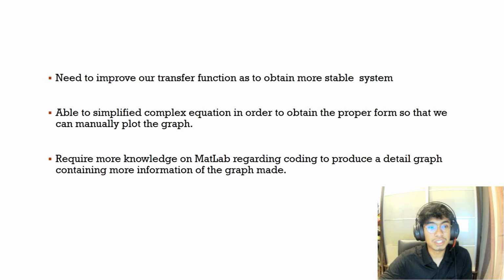So we think that we need to improve our transfer function by fixing the derivation in getting the final transfer function for our project. Next, we need to be able to simplify the complex equation in order to obtain the proper form so that we can manually plot the graph. Going back to the Bode and Nyquist, we are not able to plot the graph manually because our transfer function was very complicated, very complex. If we are able to simplify the transfer function more, then we think we can separate it into its constituent parts, like the real pole and the real zero, and then we can manually plot both the Bode and the Nyquist plot.